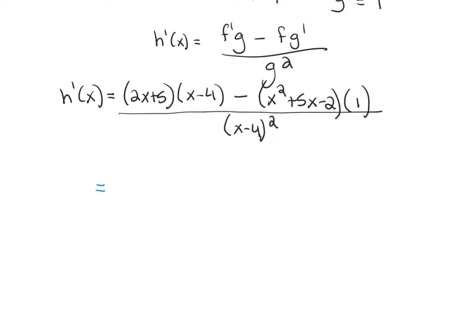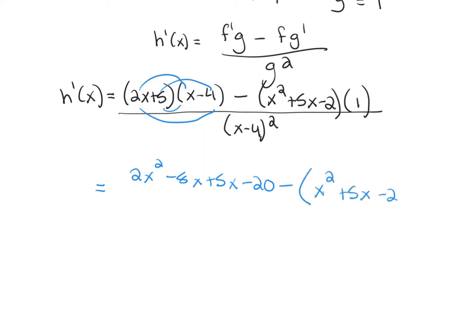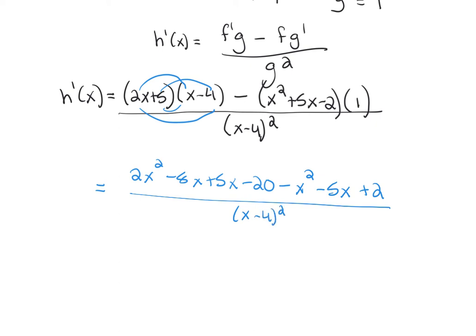Okay, we'll need to start by foiling here. 2x squared minus 8x plus 5x minus 20, minus x squared plus 5x minus 2. And actually, let's go ahead and just distribute that subtraction sign right now. So minus x squared minus 5x, and it will go to plus 2, all over. I'm going to just leave this as x minus 4 squared, and let's just simplify the numerator for now.